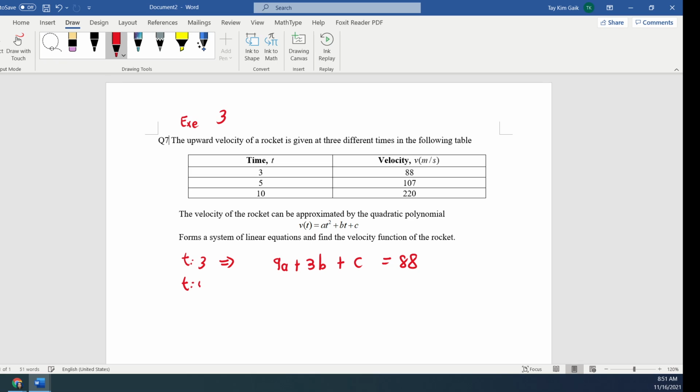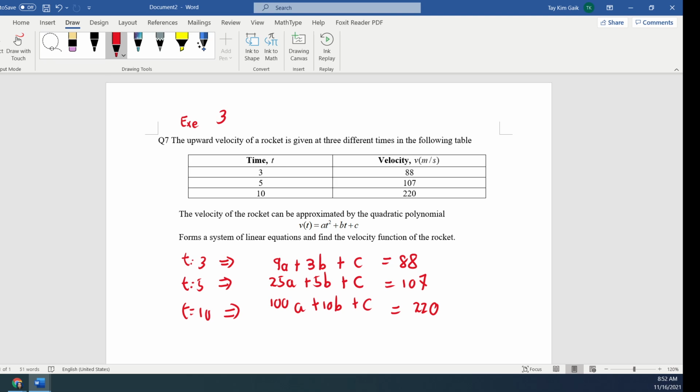Then you plug in t equal to 5. So 5 squared, 25a plus 5b plus c equal to 107. And then t equal to 10, you have 10 squared is 100a plus 10b plus c equal to 220. Check again, the right hand side is the velocity: 88, 107, 220.